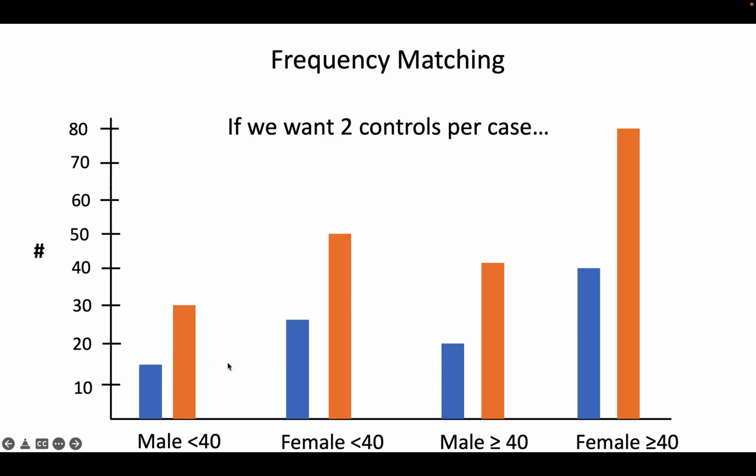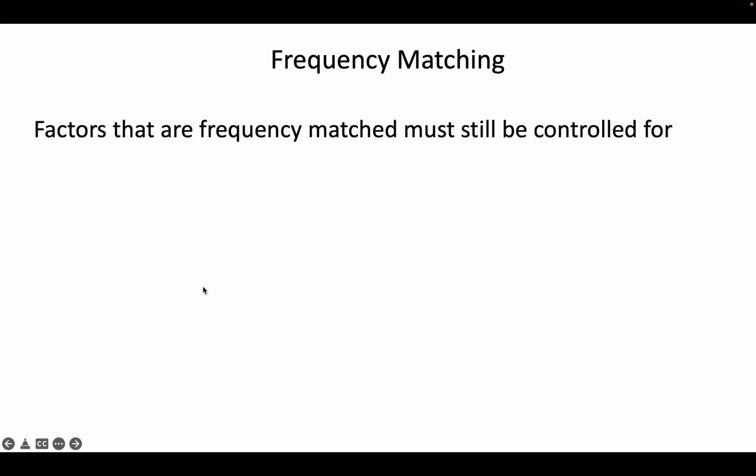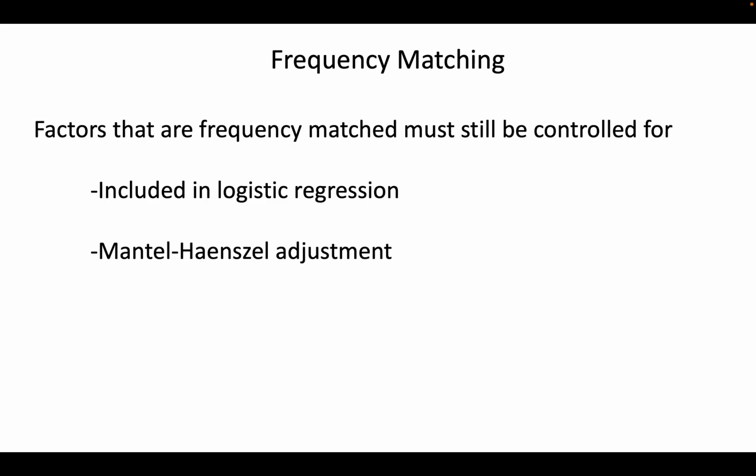Basically, the percentage of controls in each category is the same as the percentage of cases. But we have 2 controls per case, so the number of controls in each category is double, but the ratio of controls in each category is the same as cases in each category. So when you frequency match a factor, you need to control for it. You include it in the logistic regression, just as a covariate. And for the bivariate version, instead of doing a matched odds ratio, you'd do a Mantel-Haenszel adjustment.